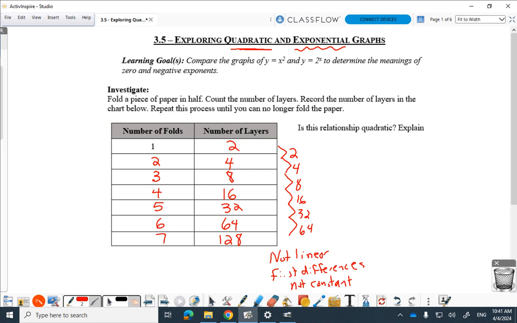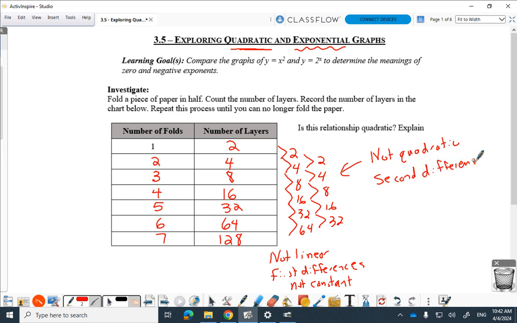And if that makes more sense, the first time I said that, some people freaked out. They went, what? Differences of differences? You know, if you hadn't seen it before, it sounds weird. But all I'm doing is finding the differences and then finding the differences of those, and look what happens. It stays the same. So, not quadratic. Second differences are not equal.